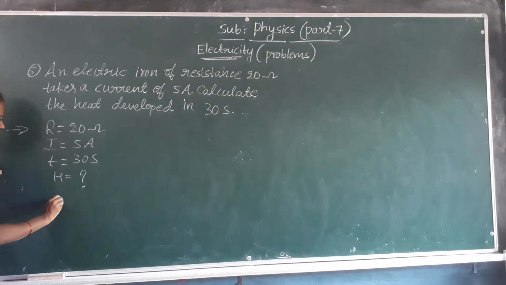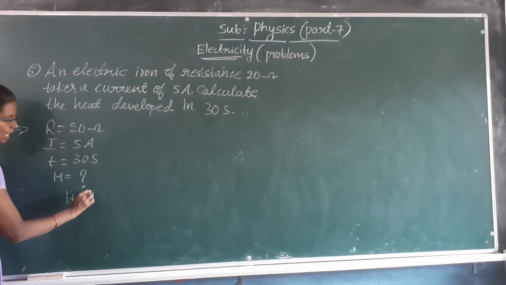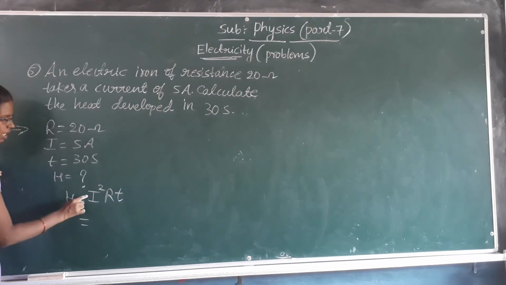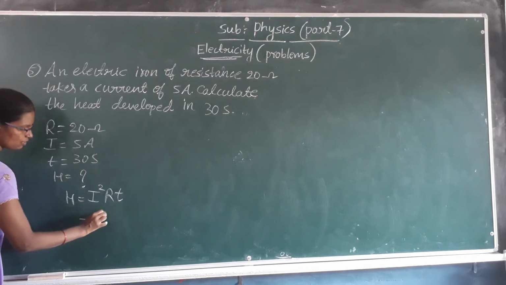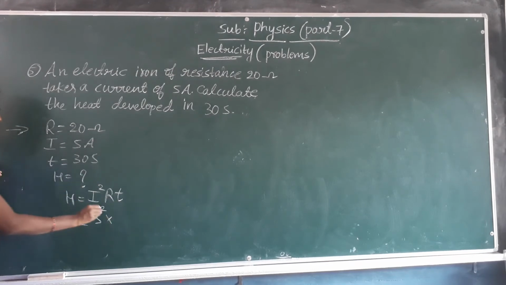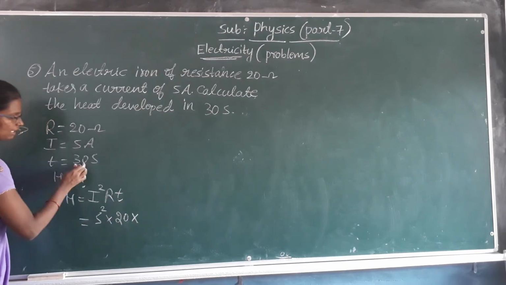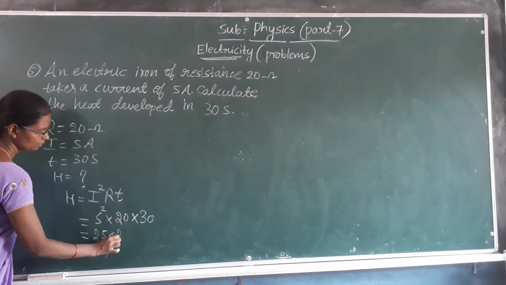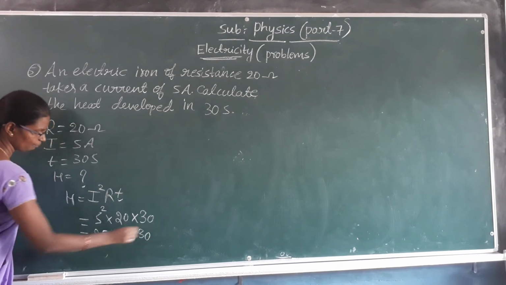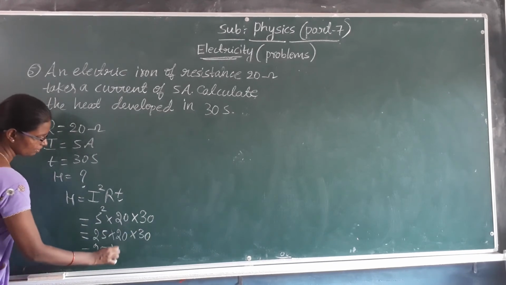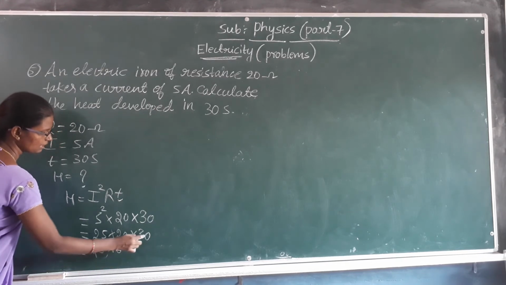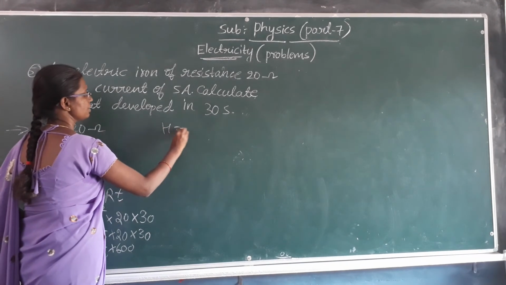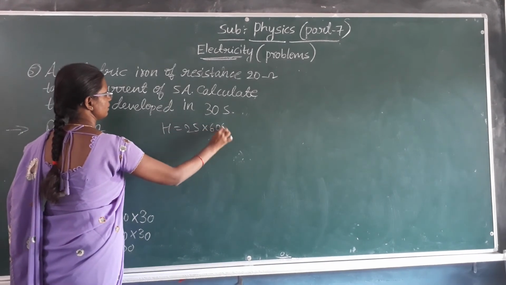So according to Joule's law, you already know the formula, that is H is equal to I square into R into T. Substitute values. I square is nothing but 5 square. 5 square into R, R value 20 ohm, into T value 30 seconds. So 5 5 is 25 into 20 into 30. 25 as it is, I put 2 3 is 6. How many zeros? 2 zeros. So 600 into 25 we have to do. So H is equal to 25 into 600.